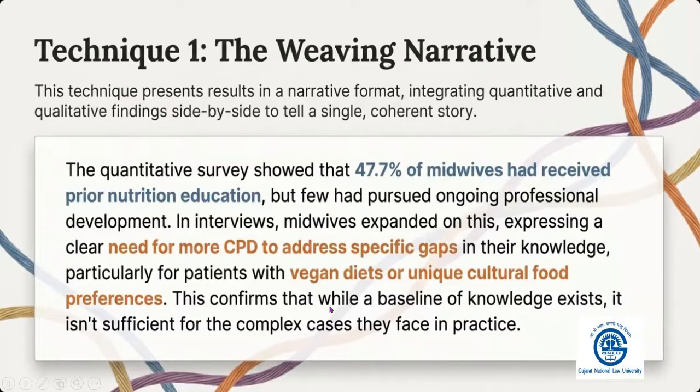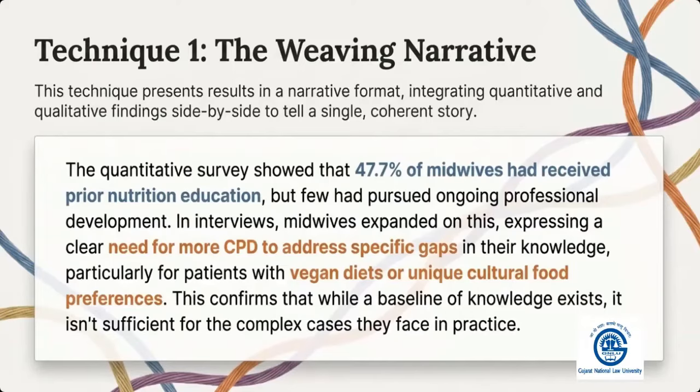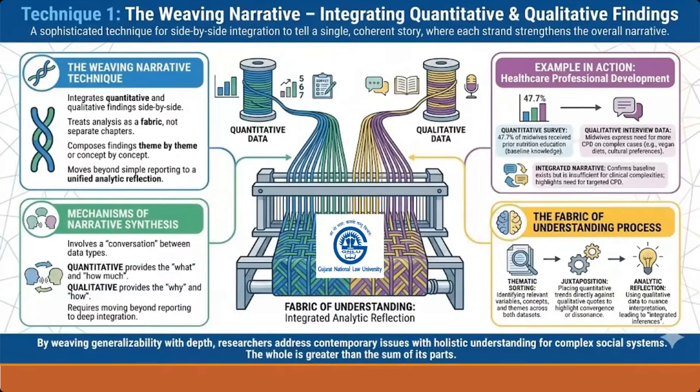This confirms that while a baseline of knowledge exists, it is not sufficient for the complex cases they face in practice. So if you are looking for some good suggestion, good framework, if you want to improve a particular policy, particular intervention, it's always better to have both quantitative and qualitative. You're not only understanding how they're able to perform, you're also able to understand why they're able to perform well, why they're not able to perform well. If there is a purpose, one can come up with a mixed method research design that you can think of using.